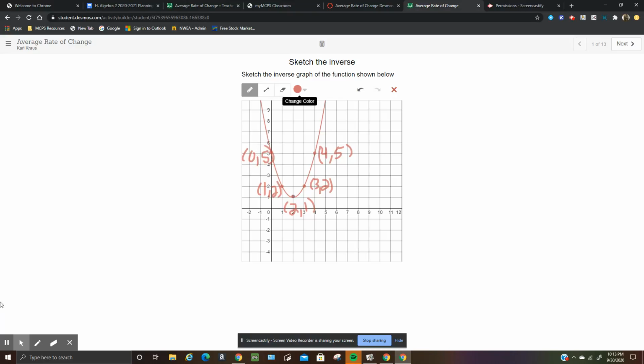I'm going to do the inverse in blue, so I can make a table of values here. In order to do the inverse, we're just going to swap the x and y here. So (1, 2) for that point. This point would be (2, 1), (2, 3). And (5, 0) and (5, 4).